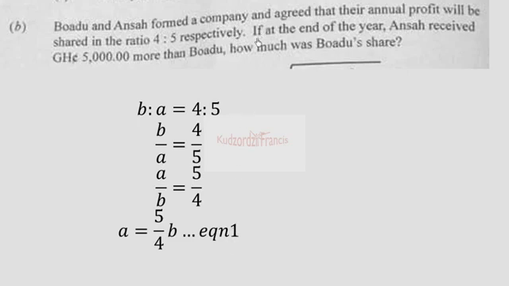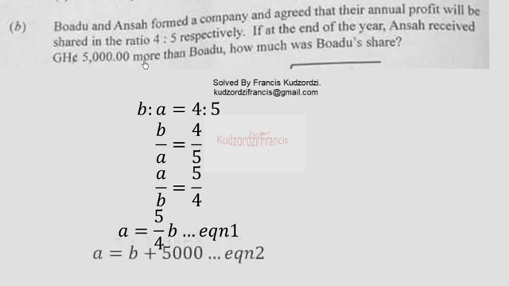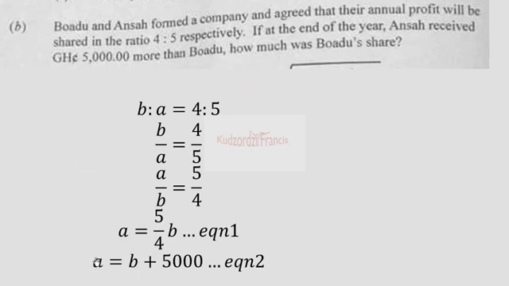For the next sentence, we have, if at the end of the year Ansa received 5,000 more than Boidu, meaning that if Boidu gets 5,000, Ansa will receive 10,000. So you add 5,000 to Boidu's amount to get Ansa's amount, and that will give us equation 2.